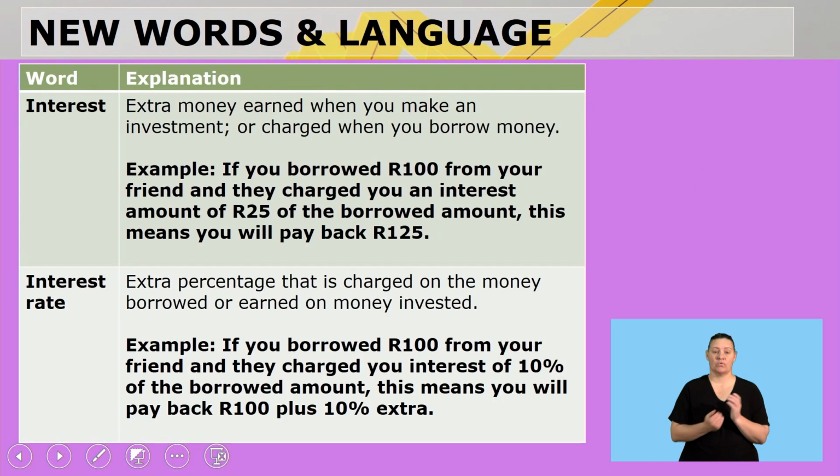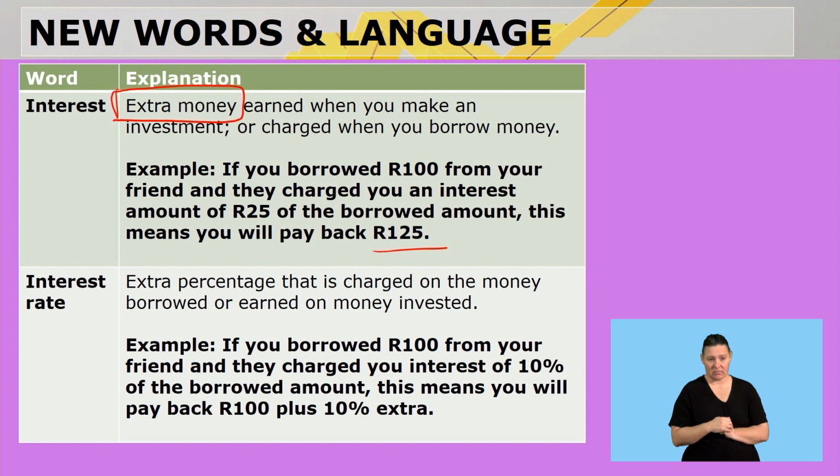The new words and language for today. Interest is the extra money earned when you make an investment or charged when you borrow money. Interest always goes together with the word extra and then money. So the example there will be, if you borrowed 100 Rand from your friend and they charge you an interest amount of 25 Rand of the borrowed amount, this means you will pay back 125 Rand.